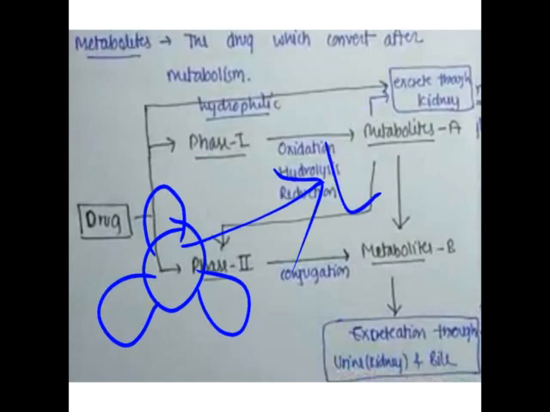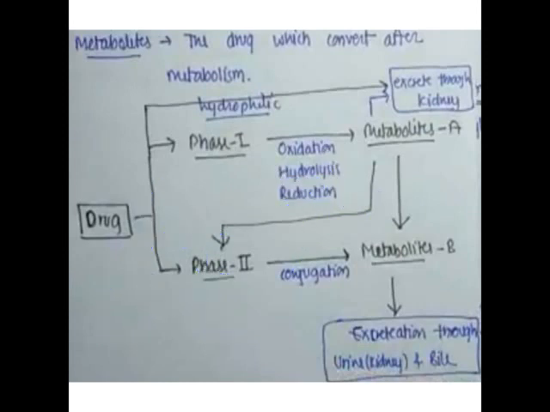In phase 1, what happens? There are reactions such as oxidation, hydrolysis or reduction. You can observe such kinds of reactions in phase 1. So in phase 1, lipophilic drugs are converted into hydrophilic ones. In phase 2, the hydrophilic drugs are converted into more hydrophilic drugs so that they can be eliminated from the body easily.